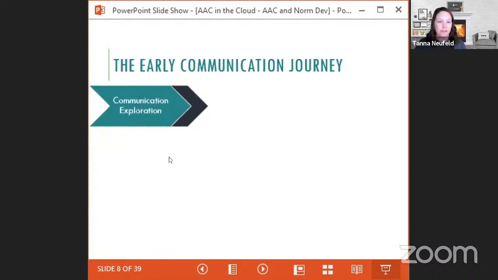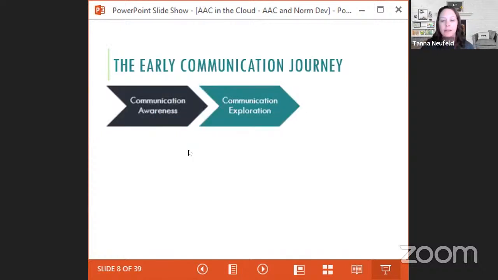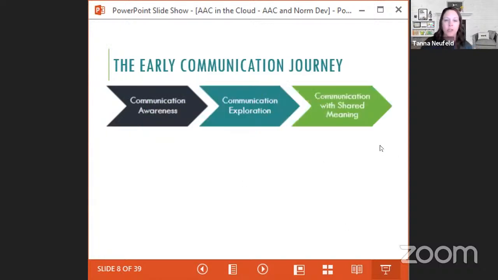I'm going to dive into this a little bit more in the coming slides. And then illocutionary is that communication exploration, right? And then we really come to that communication with shared meaning. And that is where our early communicators start diving into language. So all of these phases occur before language. Once they get into this communication with shared meaning phase, we're now into language or symbolic communication.